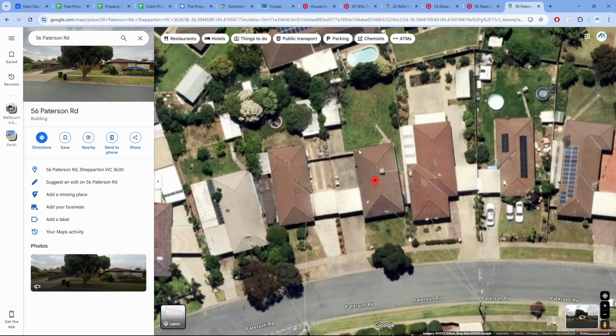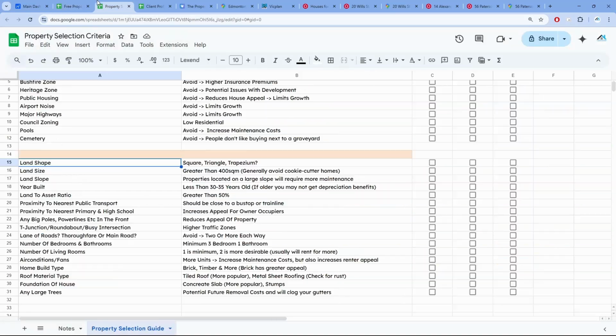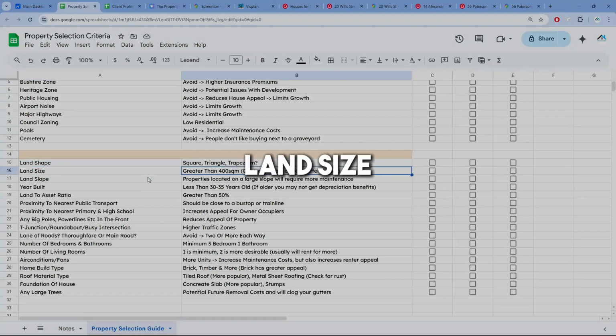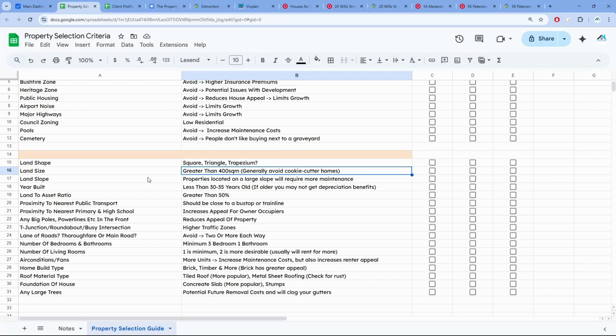This gives rise for subdivision potential or building a granny flat on the back. That's why I like to look at properties which have a good land shape or square. Now, triangle or trapezium is not a deal breaker, it's just a trade-off when you buy property. Land size: I aim for over 400 square meters because all the new cookie cutter homes are 300 square meters.